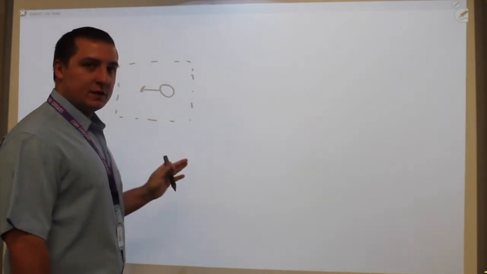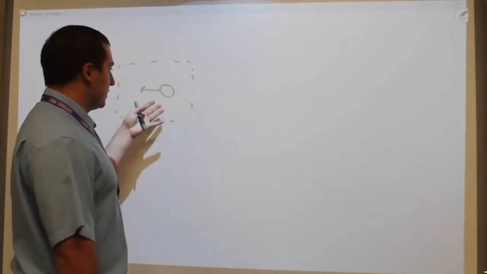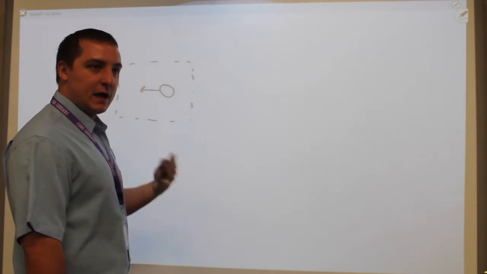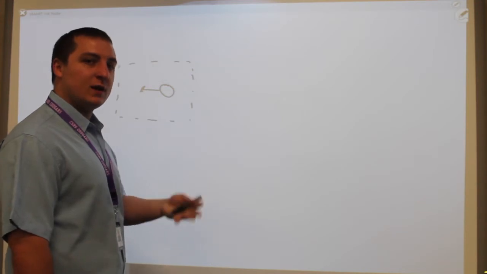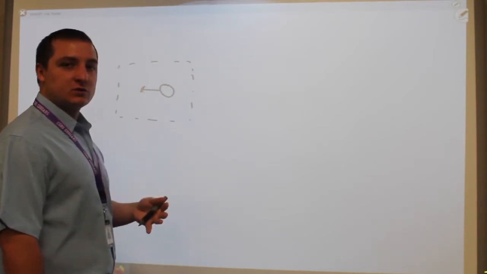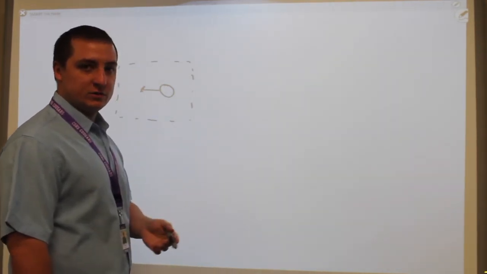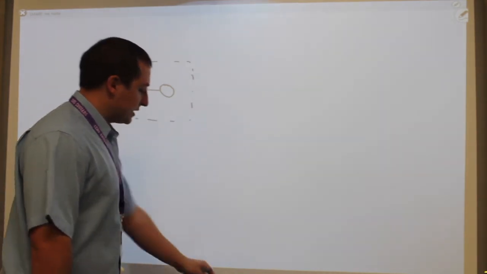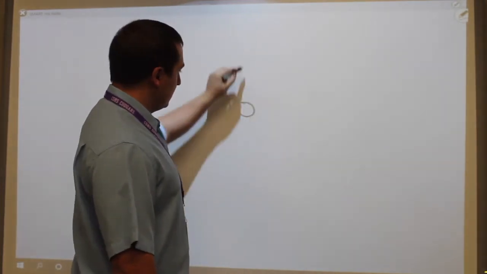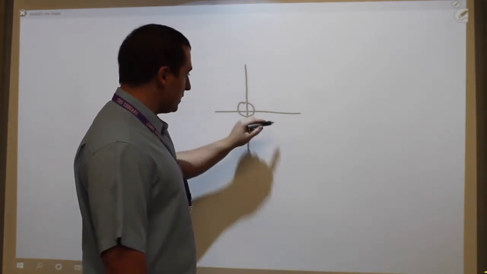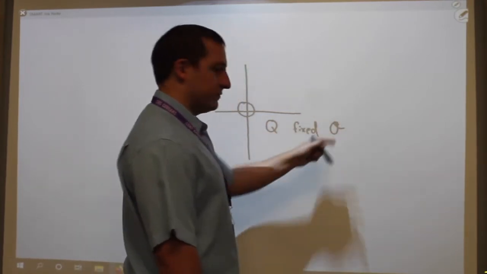This object does not stop being electrified. There's nothing here that depends on the other object in order for this first object to have its electrical properties. So there's some kind of intrinsic electrical quality that this object has that we want to describe, to stop our reliance on pairwise interactions between two charged objects. So let's imagine that this object is at the center of our coordinate system. So now we have Q and it's fixed at the origin, O.